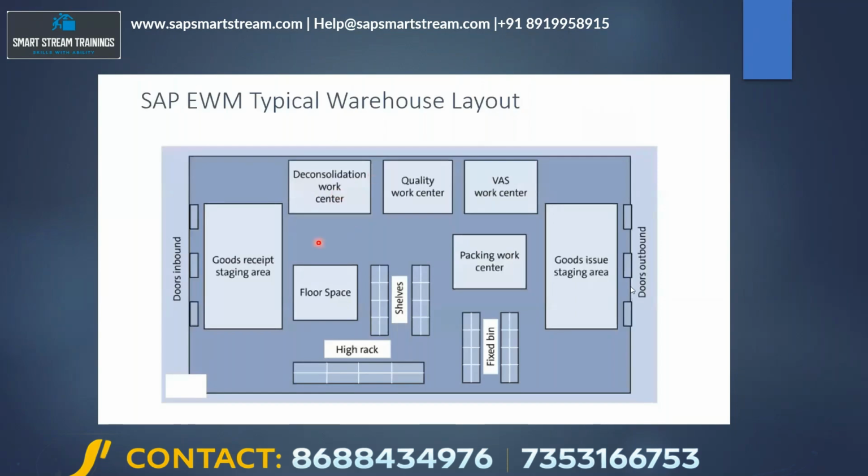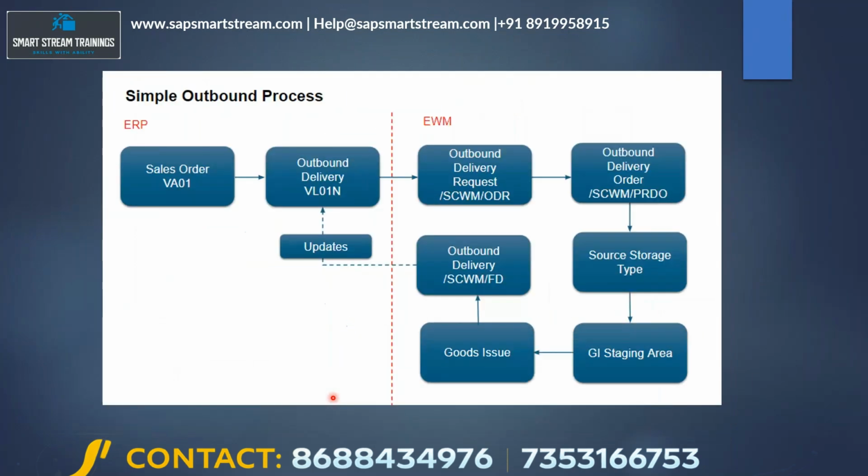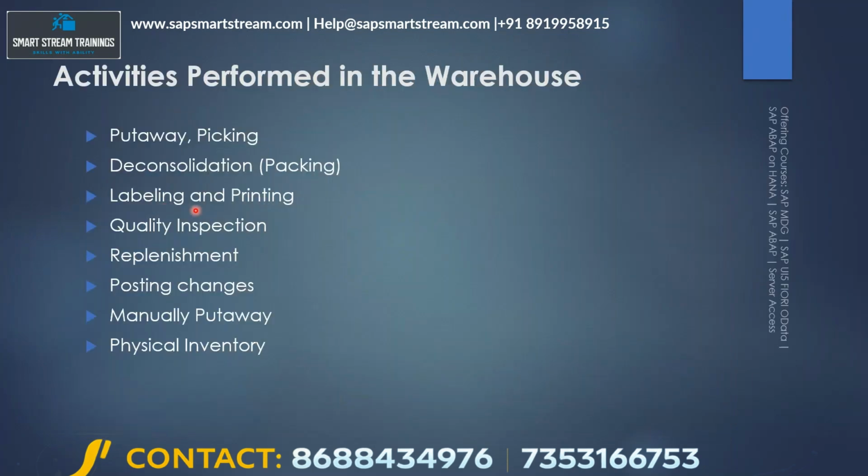So those activities can be done in the deconsolidation. The word deconsolidation: consolidate means everything together, deconsolidate is just dividing. Okay, so that is one thing. And the other thing is labeling and printing, which I told you. So you have a dedicated place where you have printers, so you can weigh the products and they can print the labels, and they can attach it to the products and everything.